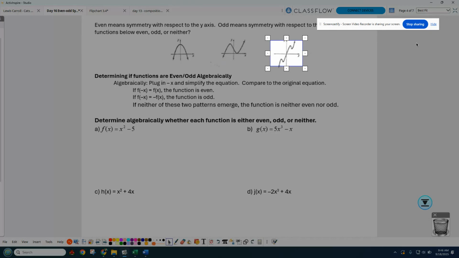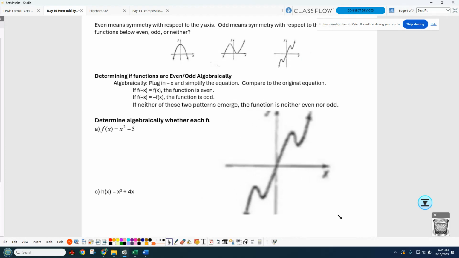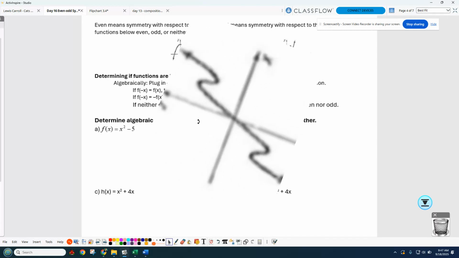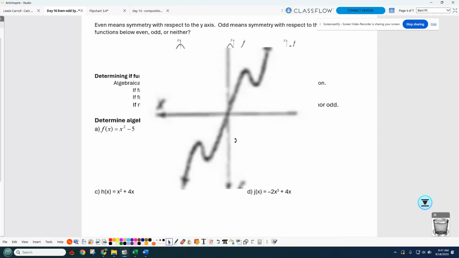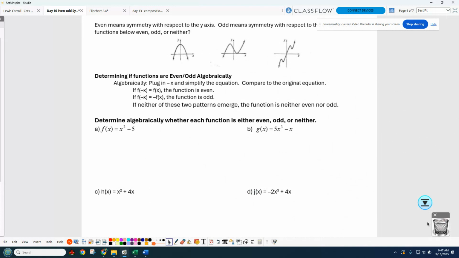What about this one? Okay, someone just said it's odd. So looking at it, when I turn it upside down, do I see exactly the same thing? Yes. All right. So one of the things you need to be able to do is recognize it graphically. So in your notes somewhere, graphically, it's even if it folds over the y-axis.